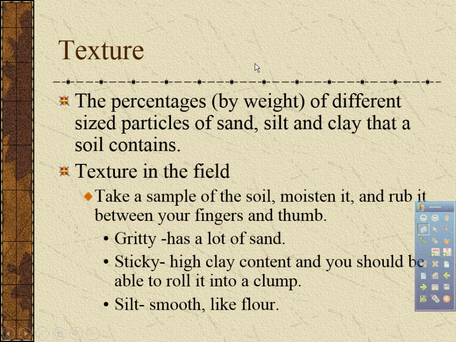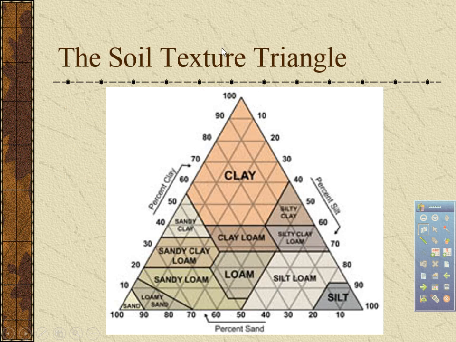Texture is looking at the percentage by weight of different size particles of sand. So primarily the texture is which one is the dominant size. Therefore, if it's gritty, it's primarily sand. If it's sticky, it's primarily clay. And if it's smooth like flour or something, it's primarily silt. So that looks at the different size particles of this soil. This gives you the soil texture triangle, which soil scientists would use, which agriculture farmers will use to look at what they can and cannot grow.